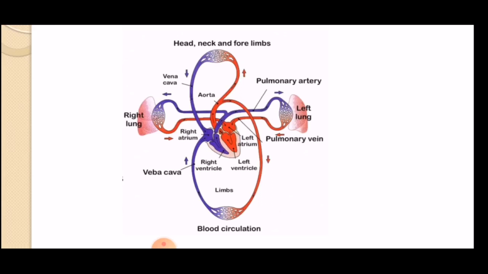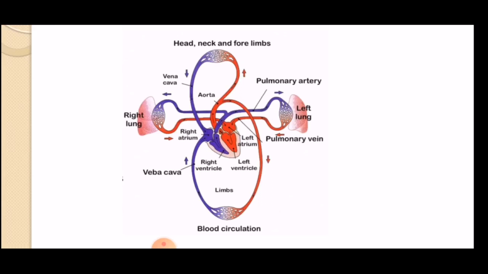Again, the path of blood through the heart. The blood comes from all the body cells to the right atrium through the superior and inferior vena cava. Blood rich with carbon dioxide, deoxygenated blood. The blood flows from the right atrium to the right ventricle through a valve.